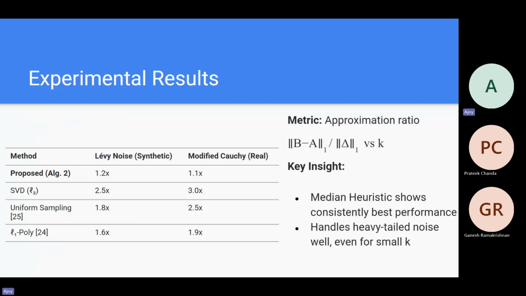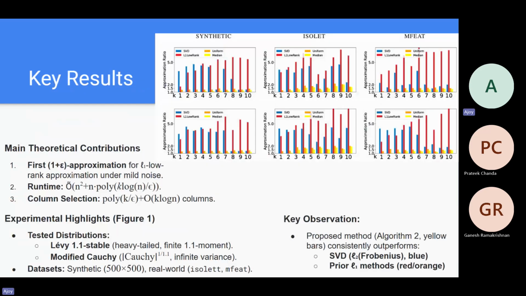So we can see the median heuristic consistently shows the best performance in real and synthetic data as well. So here are our results. What the paper mainly contributed was that it achieved a 1 plus epsilon approximation for L1 low rank approximation for mild noise, and achieved a runtime of the order of n squared plus n polygon k log, with a column selection time of polygon k epsilon and order of k log n.